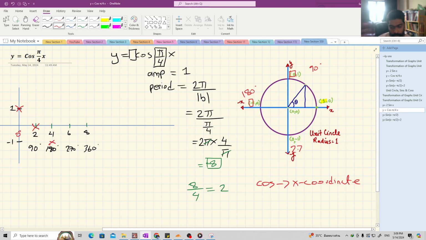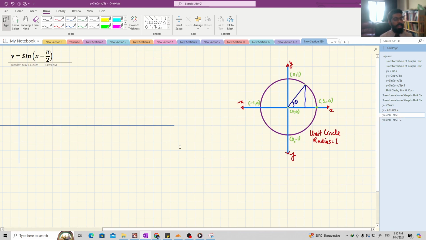Now 270 degrees, we know it is going to be at 0. So we're going to go back to 0. And coming back to 360, we know that it is going to be at 1. So 360 is going to be at 1 right here. And when we plot the graph, what we have will look something like this.